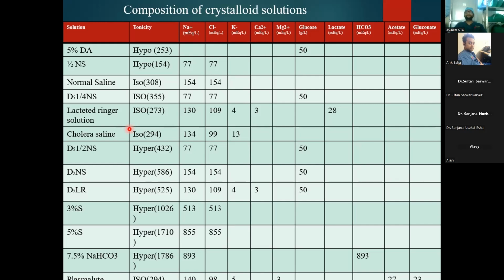And another misconception is about the use of sodium bicarbonate.